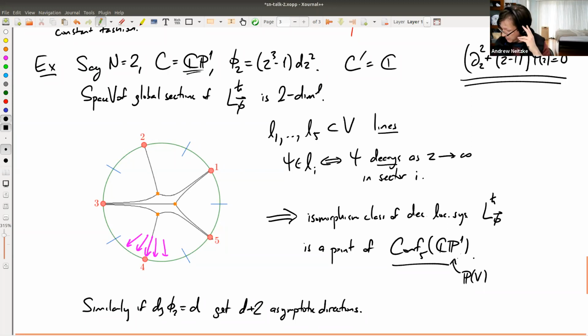Well, in fact, using Hbar's, we miss a lot of points of Conf 5 of CP1. So in general, if I had written down, instead of z cubed minus 1, some more general cubic polynomial here, I think then the statement is that we would sweep out not all of Conf 5 of CP1, but the part of Conf 5 of CP1 where two consecutive lines are never equal. So like line 1 is never equal to line 2.